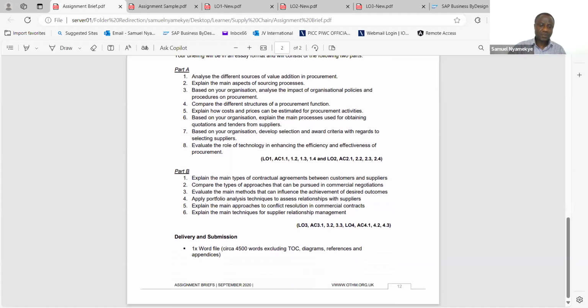But be mindful that you've got just 4,500 words, excluding the table of contents. You would get good marks if you're able to bring in frameworks to explain some of the concepts that you are talking about. If you bring in concepts and frameworks that will guide and explain some of these things, that will give you a lot more.